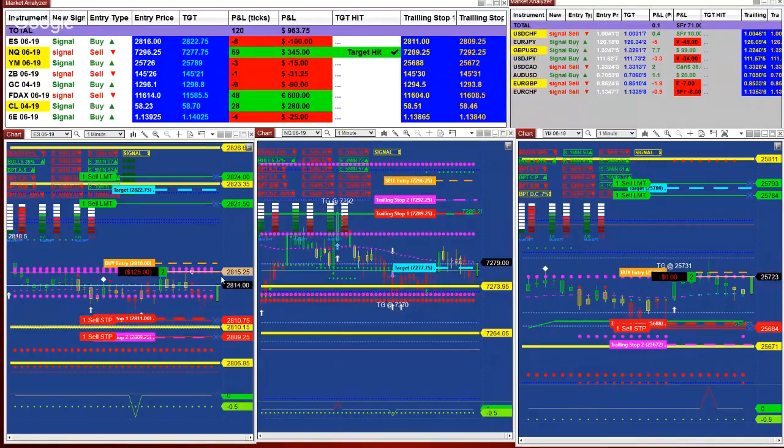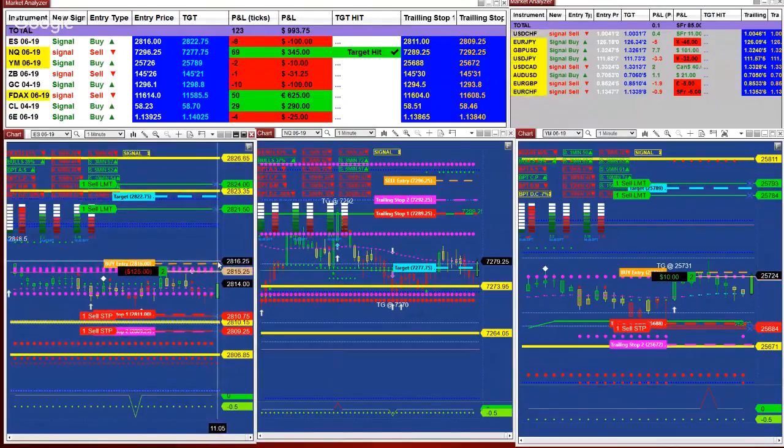Okay, the ES is retesting those levels again, trying to see if we break it. Do not stay on the 1625 limited order.